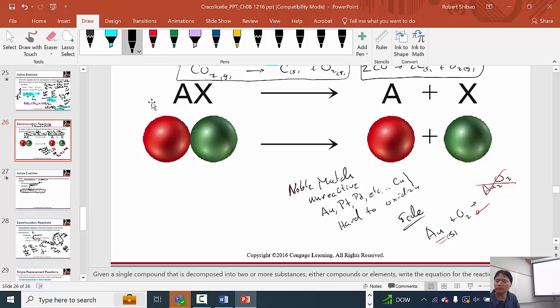Going back to the single replacement one, the balance would be 2 silver nitrate, right? So if you ask what are the noble metals, would copper be one of them since it's slightly reactive? Would we want to put that down?